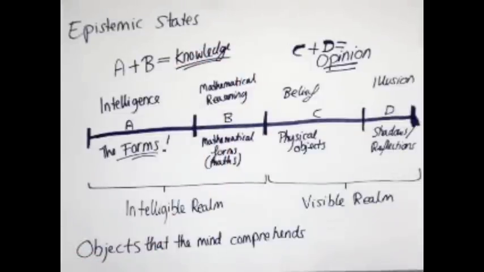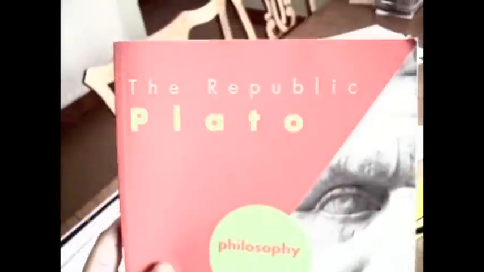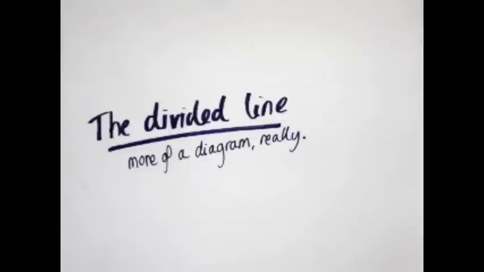Look down at your piece of paper, you should have a completed diagram of the divided line. I know I do. You can have another look at mine, or you can look at the textbook that I was working from, which was Philosophy in Focus. But hopefully that has helped you. It has certainly helped me. Thank you very much.